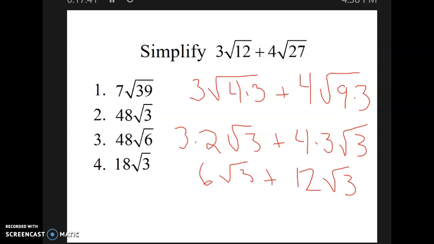And now we have like terms, so we just add the coefficients, and we get 18 square root 3, which is my answer. All right, we're going to practice this. Again, you're not going to become good at it unless you practice it. So if you're looking at this and I'm not with you, then make notes of where you need help to review it. If I am with you and you're looking at this in class, raise your hand if you have questions. But again, we'll get some practice in class with it as well.